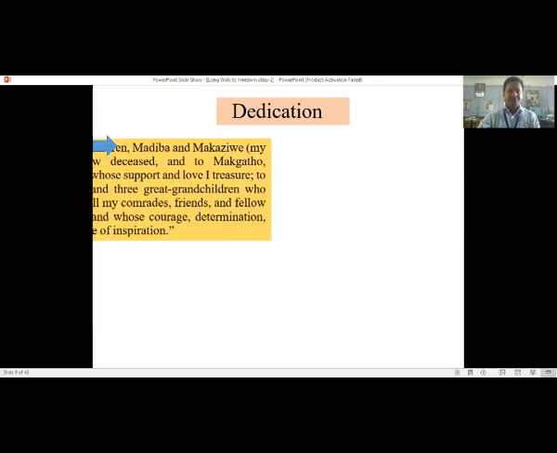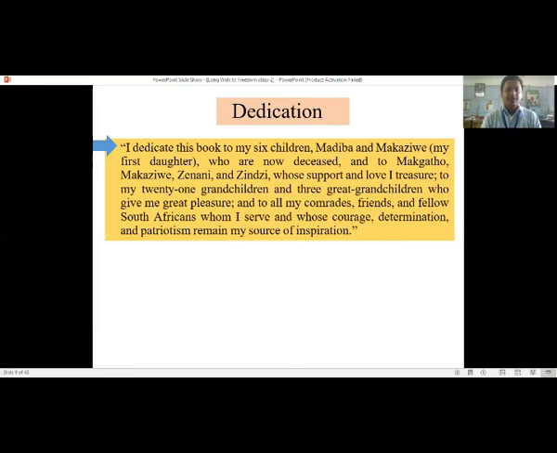In his own words, Mandela said, I dedicate this book to my 6 children, Madiba and Makajiwe, who are now deceased, and to Makgatho, Makaziwe, Zenani, and Zindzi, whose support and love I treasure, to my 21 grandchildren and 3 great-grandchildren who give me great pleasure, and to all my comrades, friends, and fellow South Africans whom I serve and whose courage, determination, and patriotism remain my source of inspiration.